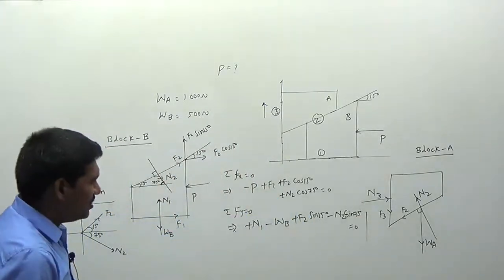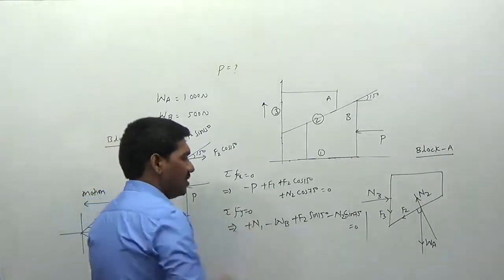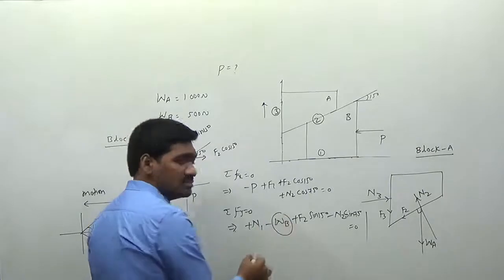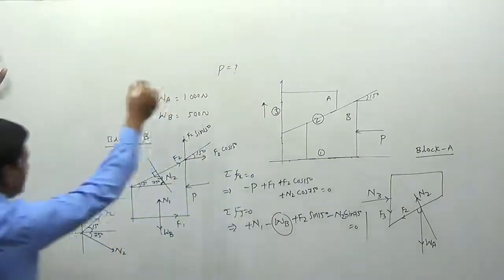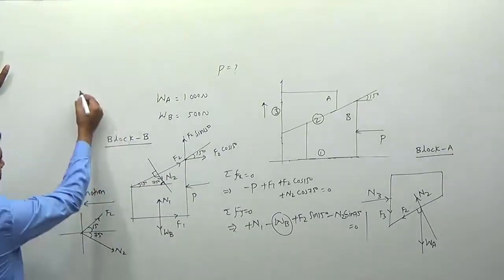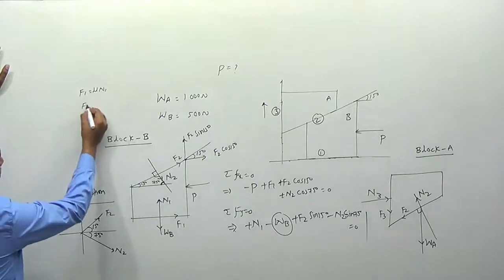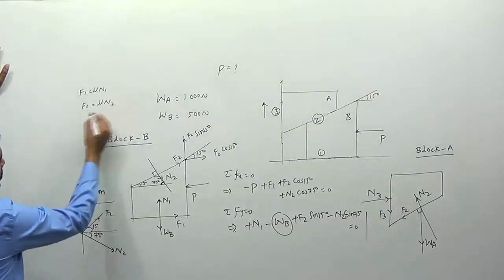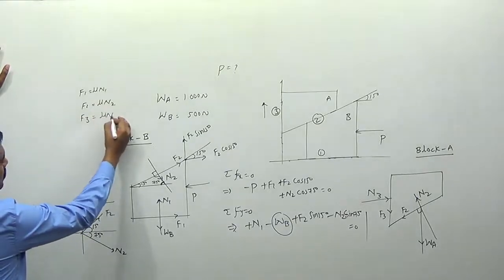And if you observe carefully, how many unknowns do we have? Here P is unknown, F1, F2 are unknown. W value is known for us. And we can write F1 is equal to mu into N1. So how many contacts do we have? In total we have 3 contacts here. Therefore I can write F1 is equal to mu into N1, F2 is equal to mu into N2, and F3 is equal to mu into N3.